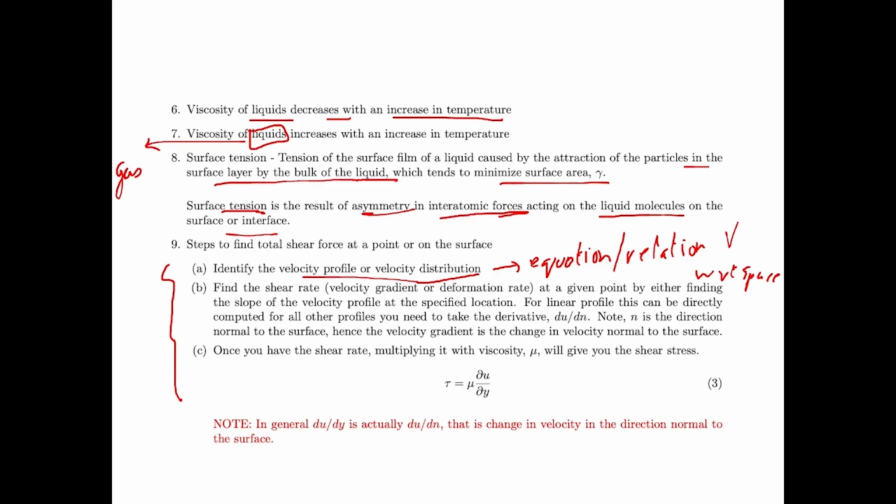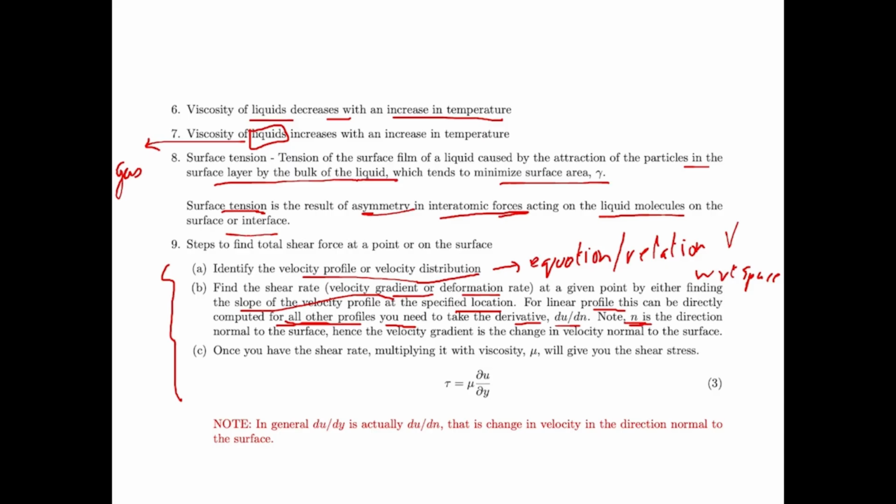Once you know that, you can find the shear rate, which is the velocity gradient or deformation rate at a given point, by finding the slope of the velocity profile at the specified location. For a linear profile, this can be directly computed; for all other profiles, if it's not linear, you have to be mindful, and this is something that you will come across in the homework problem, right? So I'm leaving it for you guys to think of it. You need to take the derivative, du dn, which is in the direction normal to the velocity, right? So keep this in mind.